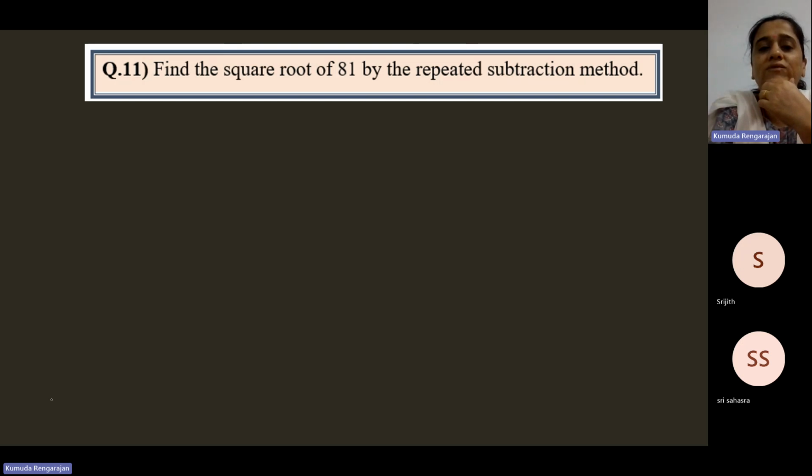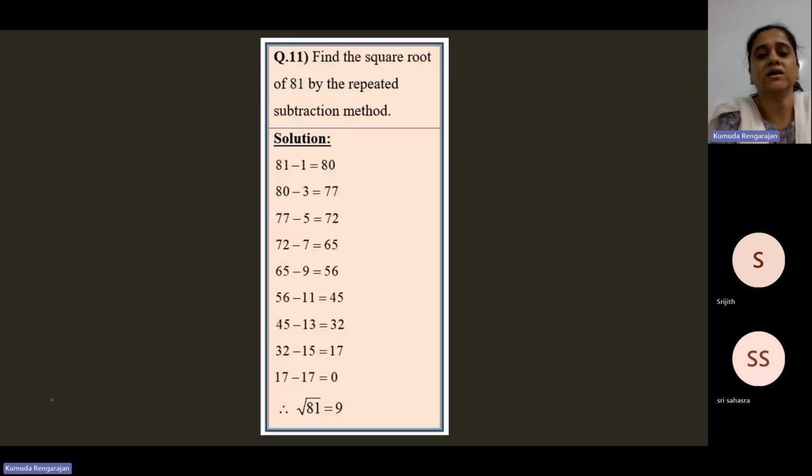Find the square root of 81 by the repeated subtraction method. Okay. So 81 is a perfect square. And what is the square root of 81? 9. So we know it's 9. Now we'll see this method, how to find the square root using the repeated subtraction method.